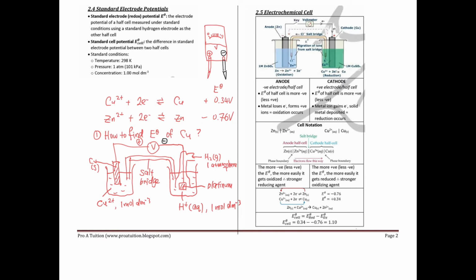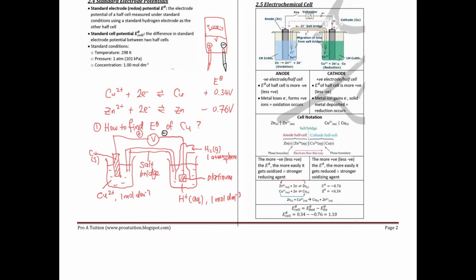Now let's say the connection is like this, and it shows a reading of 0.34 volt. So we have to see what happens in the voltaic cell here. You put Cu2+ and Cu here, which is 0.34, and here you put H+ and H2.